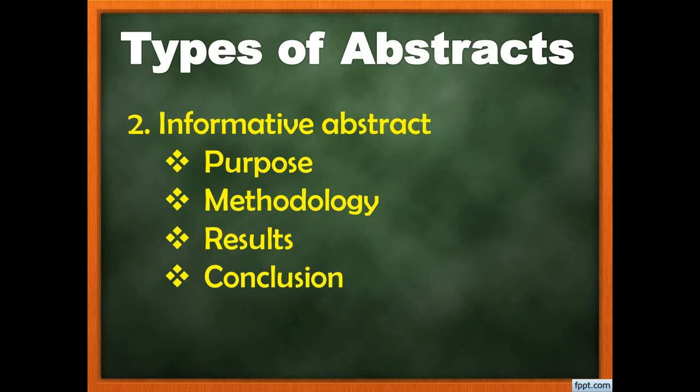Third is the results. The results section of an informative abstract should relate the observations and/or data collected during the experiment. This section should be concise and informative, and only the most important results need to be included.